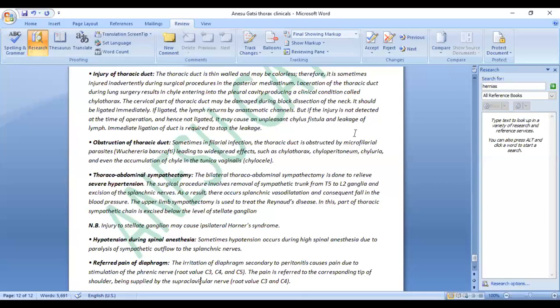Then lastly, you may have referred pain of the diaphragm, that is referred to the corresponding tip of the shoulder that is supplied by the supraclavicular nerves that have roots C3 and C4. Remember the phrenic nerve supplies the diaphragm and also the pleura that lines the central tendon of the diaphragm, and has nerve roots C3, C4, and C5. C4 being its main nerve root, and the supraclavicular nerve has rootlets C3 and C4. So you may have a referral of pain to the tip of the shoulder on the corresponding side.